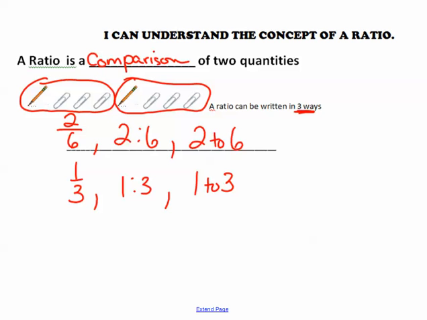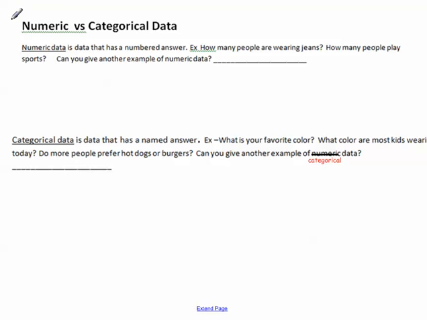All right, let's do a little vocabulary just really quick. We'll come back to the ratios in just a second. A couple things: numeric and categorical data, looking at two separate things. If I'm asking a survey or some type of data where I want to ask people questions, numeric data, that word is numbers. So that means you're asking something that's going to have a number in the answer. For example, how many people are wearing jeans? Someone might say 5. How many people play sports? 23.